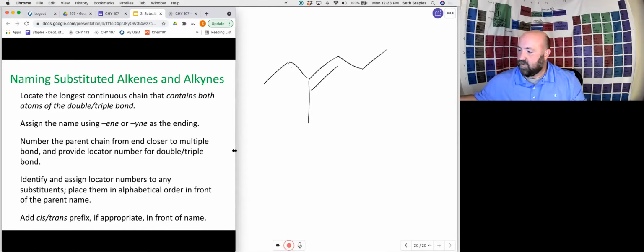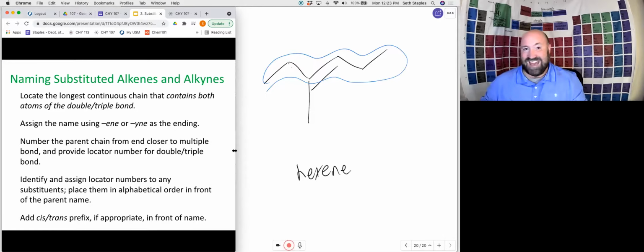Say we have this compound right here. So we're going to find our longest chain that contains our double bond. It's going to be right here. And we see that is 1, 2, 3, 4, 5, 6 carbons long. So our root is going to be hex. It's an alkene. So it's hexene for our ending. Now we could either number 1, 2, 3, 4, 5, 6, or 1, 2, 3, 4, 5, 6. So it's the same numbering either way.